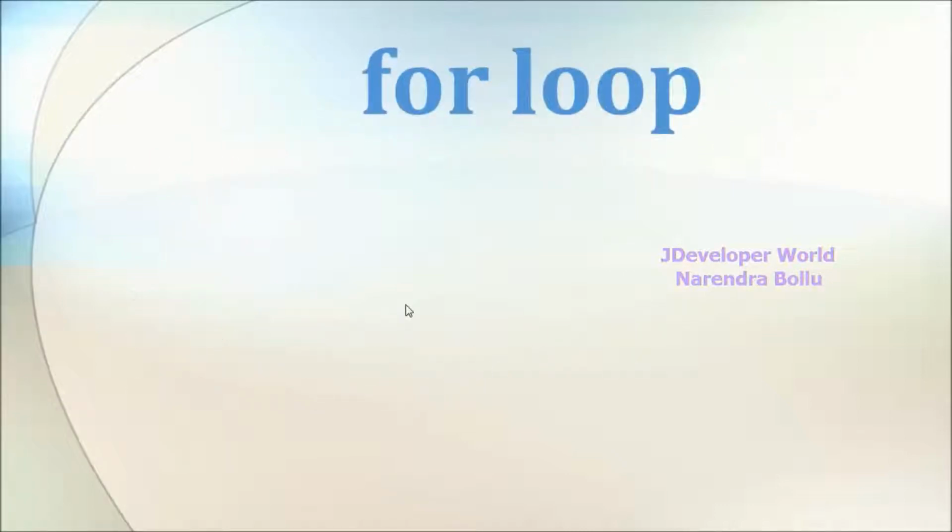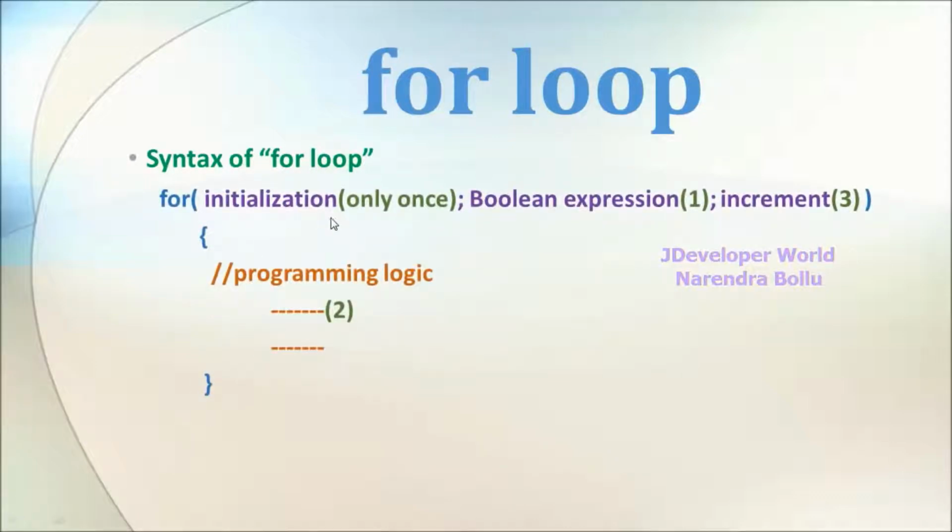See part 2. For loop. This is the syntax of for loop. For loop contains three statements: initialization part, boolean expression part, and increment or decrement part. Before executing for loop, it will initialize the statements here, like int i equal to 0. It will do some initializations here, and then it will verify the boolean expression. If it is true, it will enter into this programming logic part, and we execute this programming logic, and then it goes to the increment part.